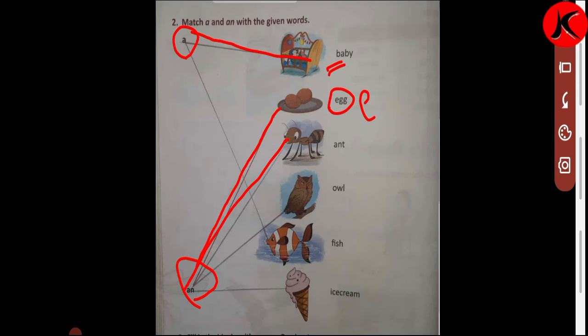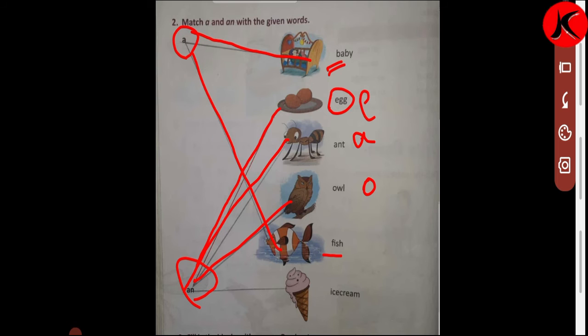It will go with A and N because it is a vowel. Then the next word is owl. So an owl. O is also a vowel. Then the next word is fish. Fish starts with F. It is not a vowel, so it will be a fish.